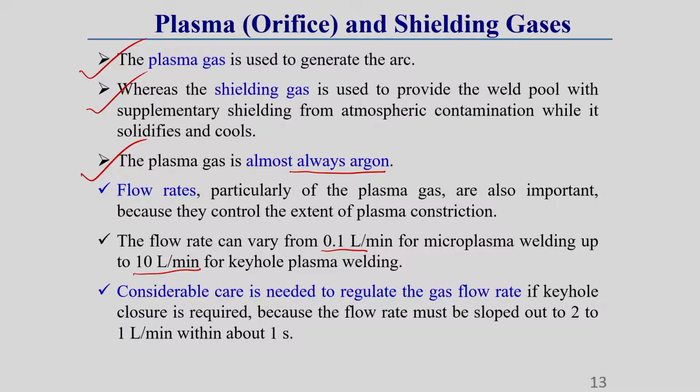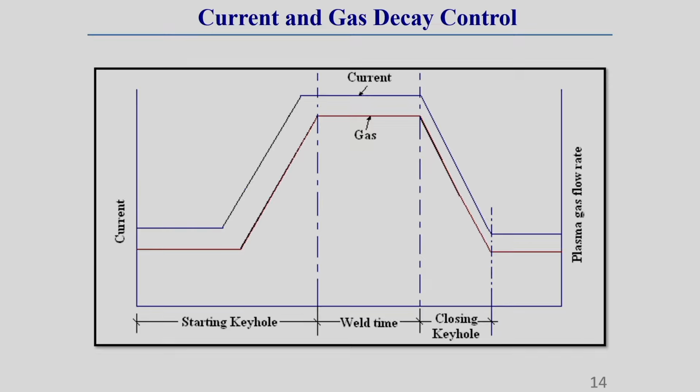During the starting of a keyhole there will be one type of flow rate, during welding another type of flow rate, and at the closing time also there should be another type of flow rate. You should keep that in mind. Once this flow rate is not properly matched, there is a chance of formation of oxide, and a chance of formation of defects. That is why an important term used in plasma arc welding is current and gas decay control. That is what I am showing here.